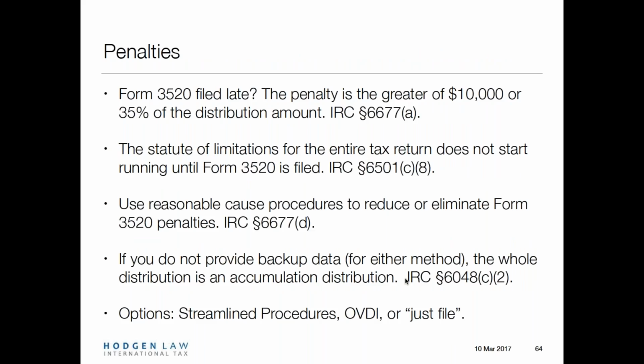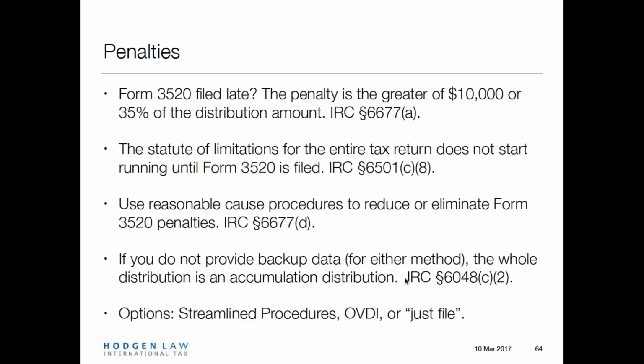Finally, penalty risks. The penalty risk for filing a Form 3520 late is the greater of 10 grand or 35% of the trust distribution. More fun stuff. The statute of limitations doesn't run on that tax return for that year at all until the 3520 is filed by the beneficiary. You can, and we do, use the reasonable cause procedures to reduce or eliminate the Form 3520 penalties.